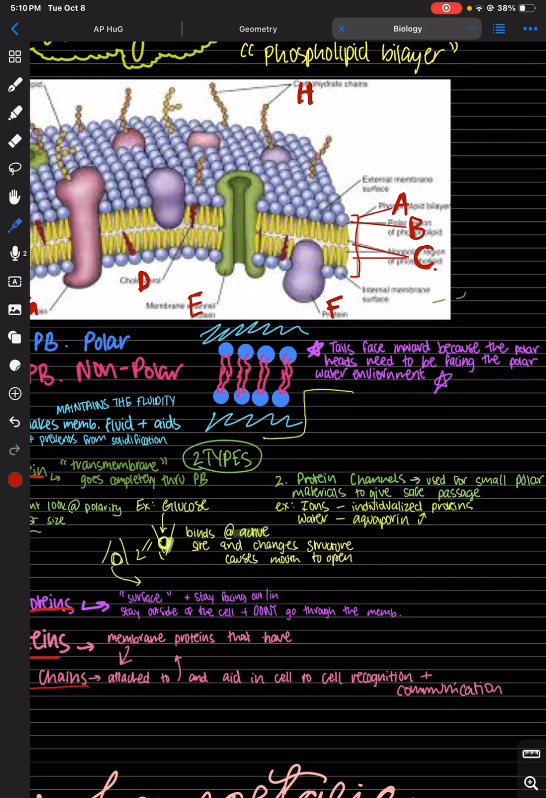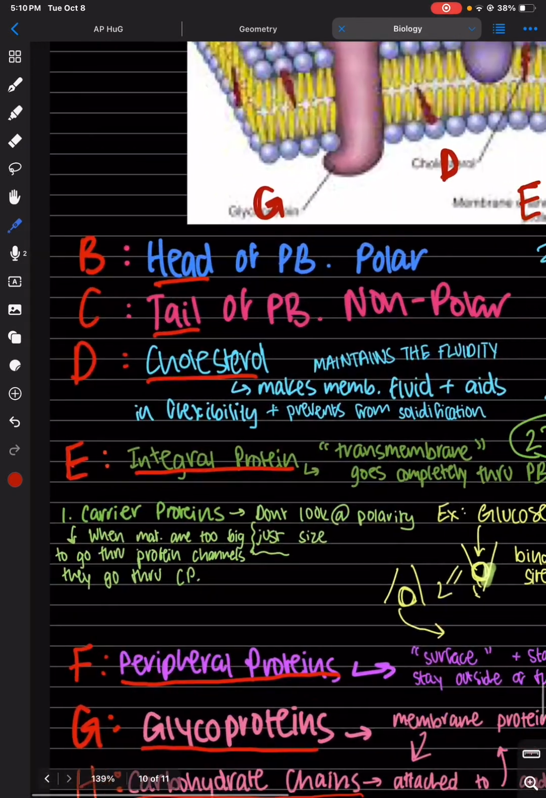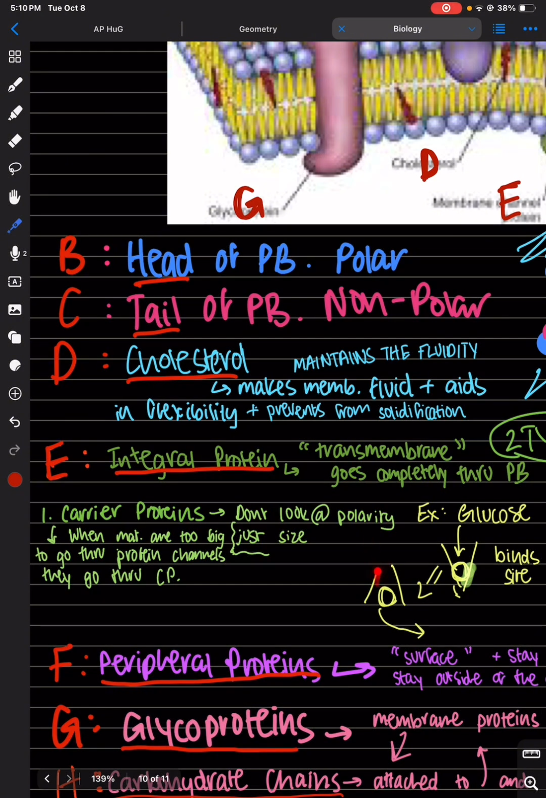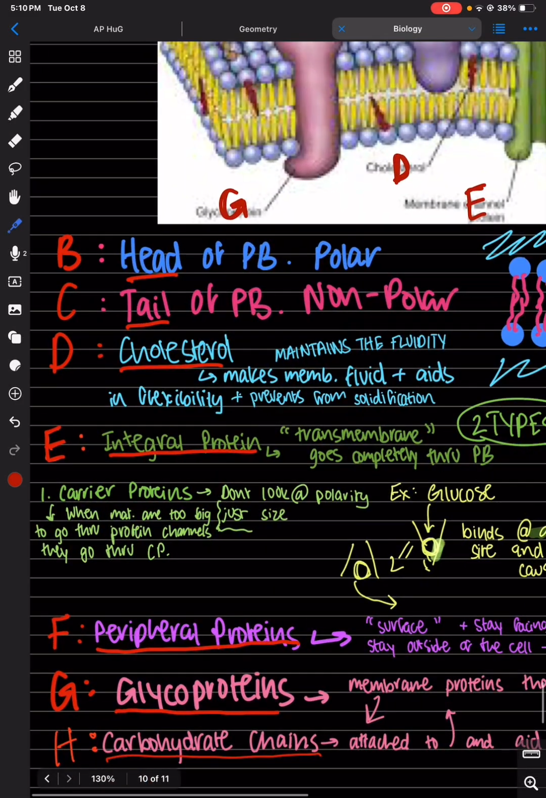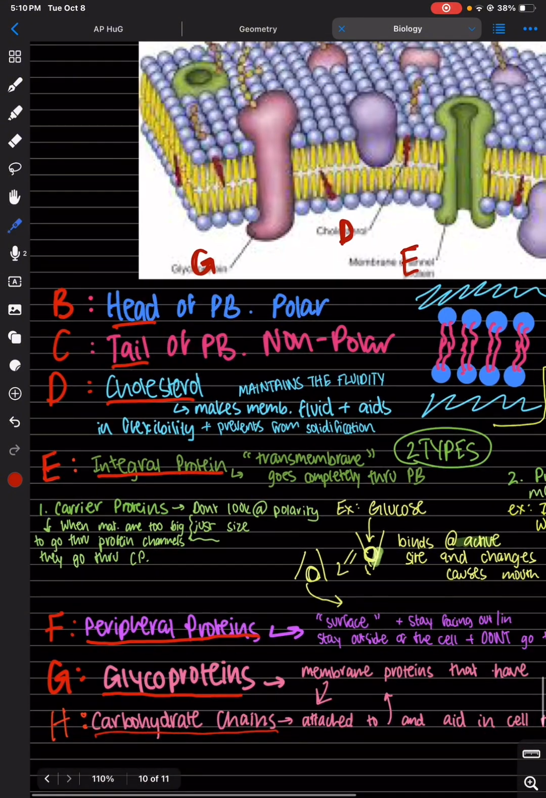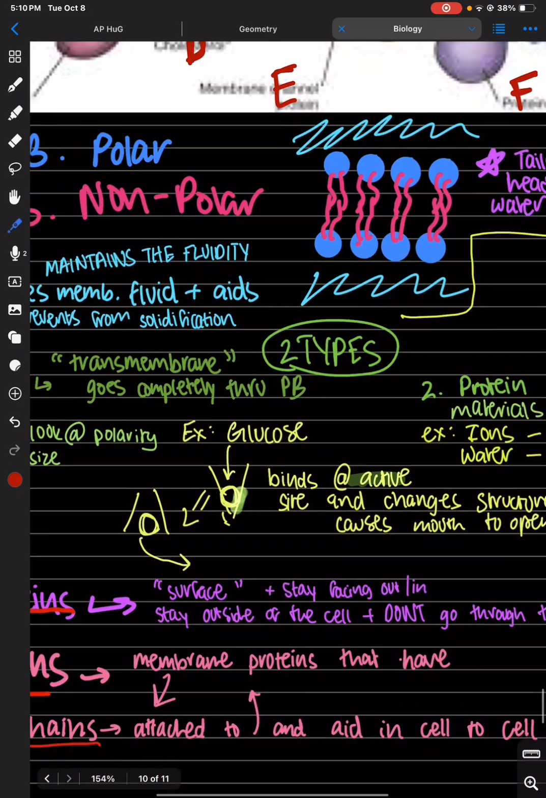Okay. And then carrier proteins, I drew a little thing about it. Carrier proteins don't look at the polarity of the material like protein channels did. It just looks at the size. So when the material is too big to go through the protein channel, they go through carrier proteins. And this is how carrier proteins work. This is an example of glucose. This carrier protein is built like this, like a V.